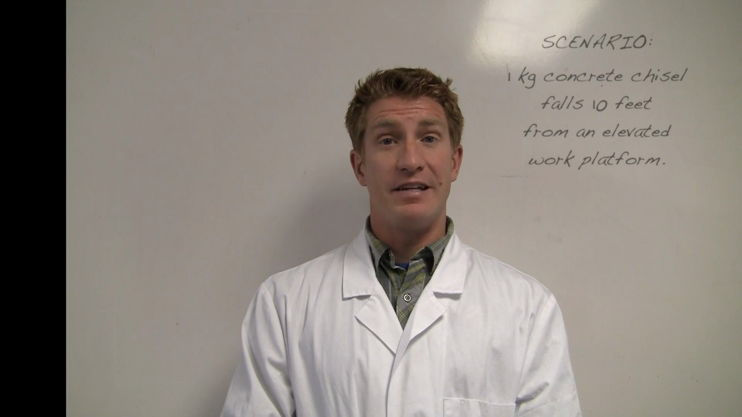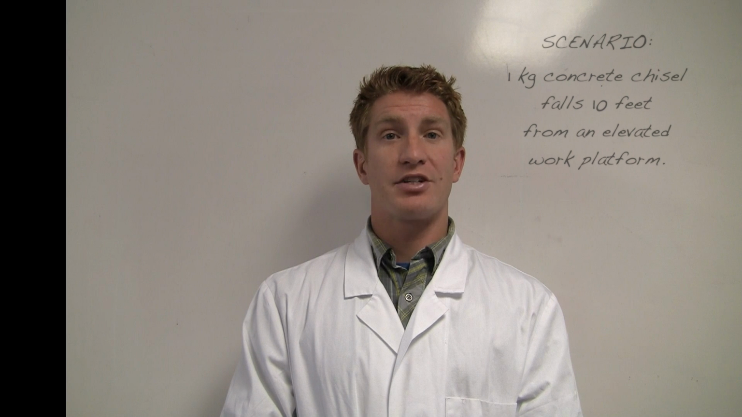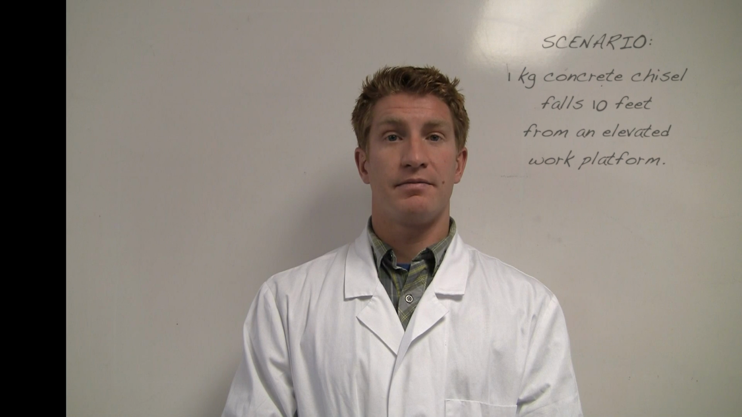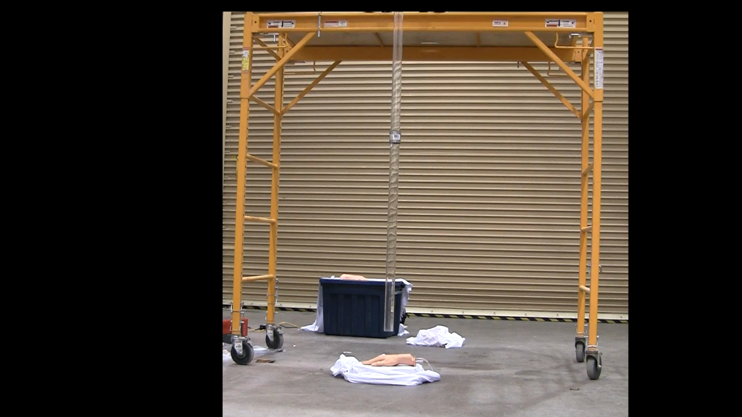Now that you know a bit about the science behind the forces and pressure of falling objects, let's see the live demo in action. Here you will see the impact of a falling concrete chisel from a height of 10 feet. We will show you the impact on a bare hand and provide a comparison with a gloved hand. What you are about to see is a 1 kilogram chisel falling approximately 10 feet from an elevated platform. This video is recorded in real time to show the speed of the actual injury. Go. 3, 2, 1.